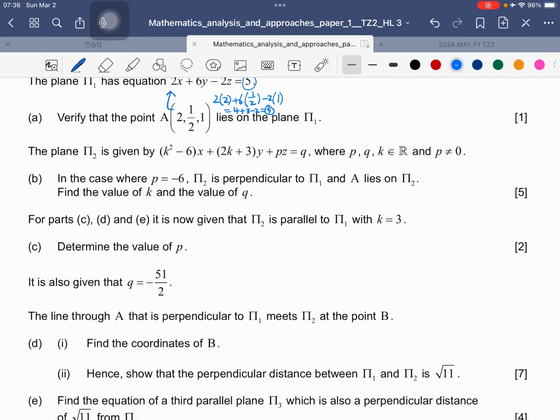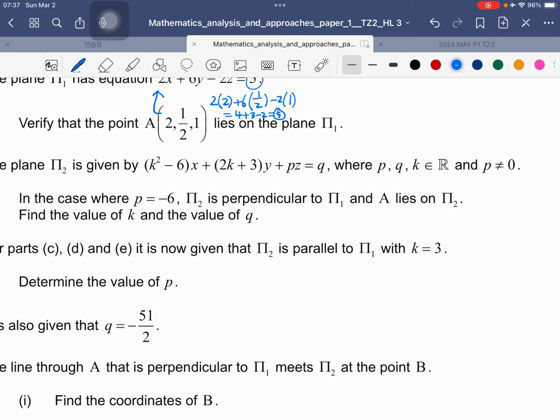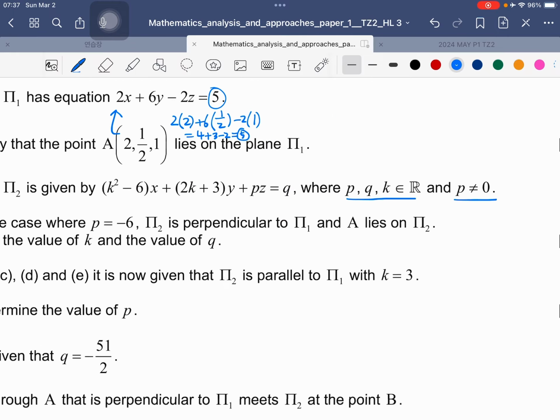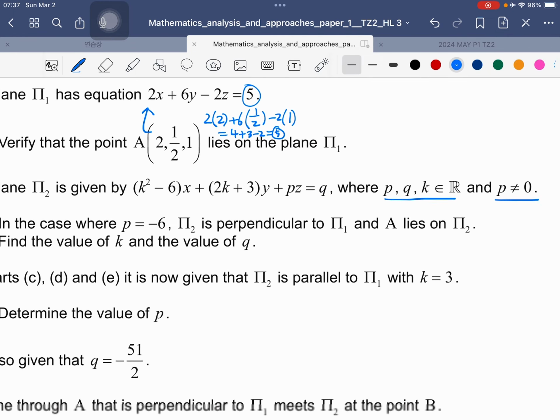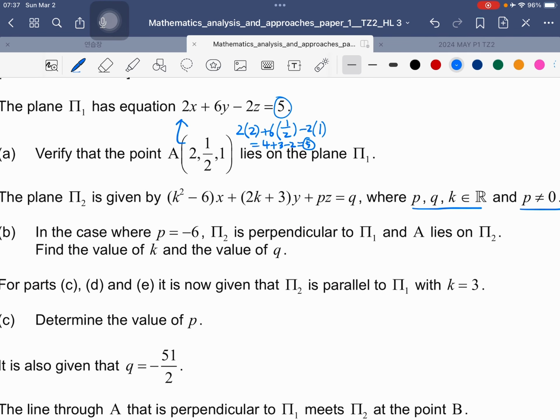Next question. The plane pi 2, another plane, is given by this equation, and there are variables k, p and q. There are 3 unknown variables which are real numbers here, and p is not 0. In the case where p equals negative 6, pi 2 is perpendicular to pi 1, and point A lies on pi 2. So A was originally lying on pi 1. Also, point A lies on pi 2. Find the value of k and the value of q.